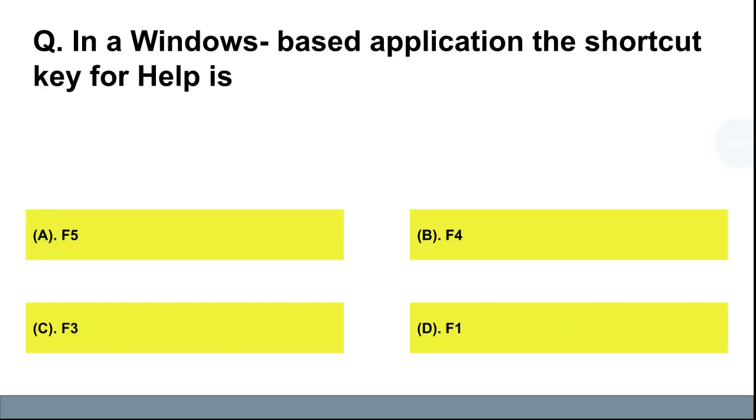Next question: in a Windows-based application, the shortcut key for help is option A, F5, option B, F4, option C, F3, and option D, F1. And the correct answer is option D, that is F1.